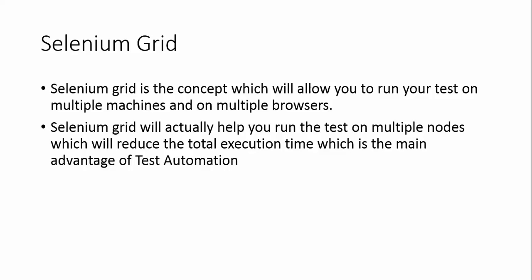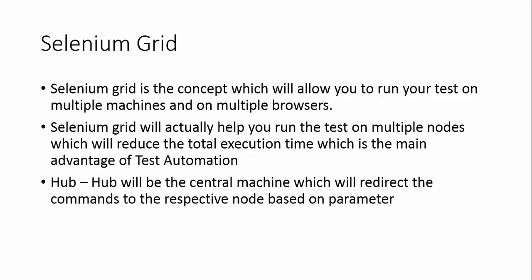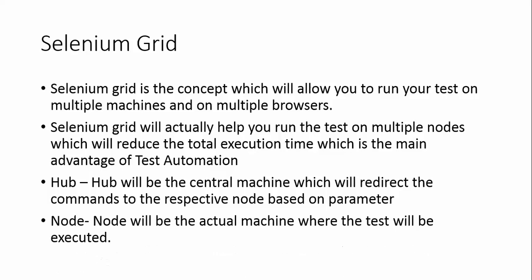So Selenium Grid will actually help you to run the test on multiple nodes, which will actually reduce the total execution time, which is the main advantage of test automation. So you can run your test case on multiple environment on multiple browsers as well. To work with Selenium Grid, we need to understand two new concepts called hub and node. So hub will be the central machine which will redirect our commands to the respective node based on the parameter. So node I mean by a separate machine where our test will be executed.